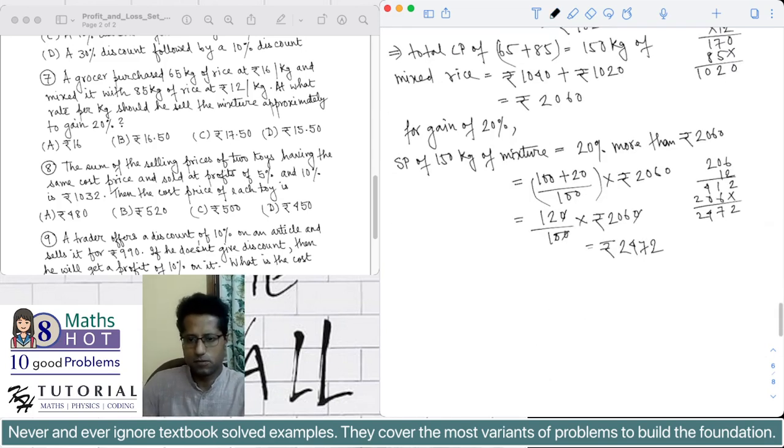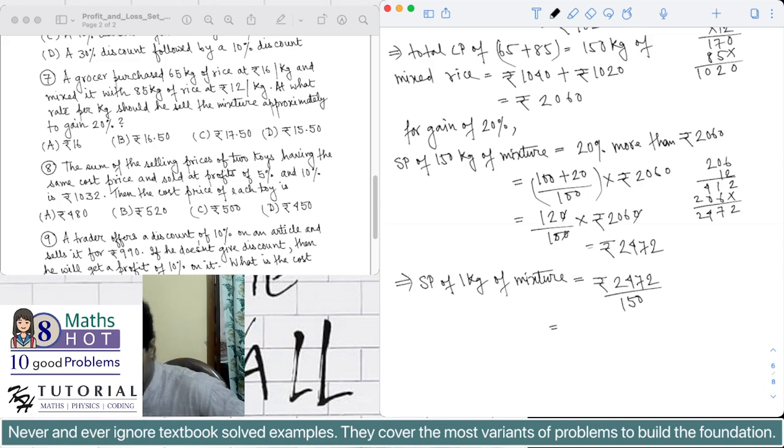So this implies the selling price of 1 kg. This will be the rate. Selling price of 1 kg of mixture will be equal to rupees 2472 divided by 150.